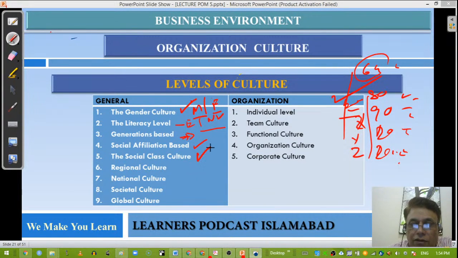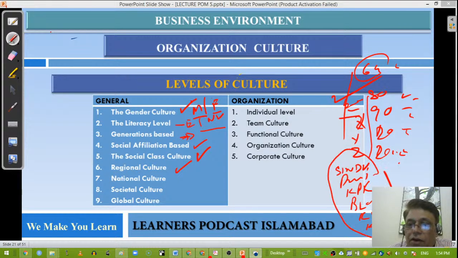Social class, you can say the rich class or the working class. Then regional culture, the culture of different regions. In Sindh we have a culture, in Punjab we have a culture, in KPK the Pathan culture, you can have the Baloch culture in Balochistan, the Kashmir culture, and Gilgit. So all these are different regional cultures that exist within the country as well. If you speak globally, things are a bit different. We will see it later.